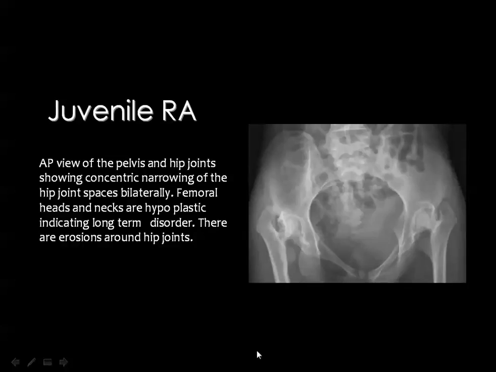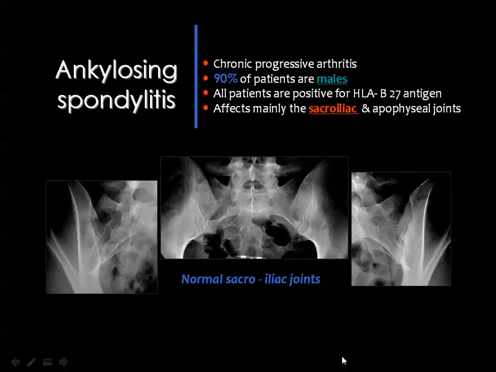Juvenile rheumatoid arthritis, as I have mentioned, may affect the large joints, and it will result in a significant decrease in the joint space. And here you can see bilateral rheumatoid arthritis of the hip joints with marked narrowing of the joint space, and some erosions of the femoral head and the neck. You know that the femoral neck is an intra-articular component.